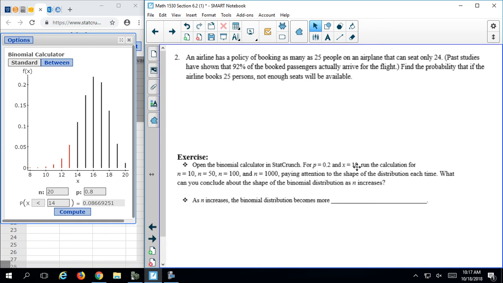So part 2 says an airline has a policy of booking as many as 25 people on an airplane that can seat only 24. Past studies have shown that 92% of booked passengers actually arrive for the flight. Find the probability that if the airline books 25 people, not enough seats will be available.